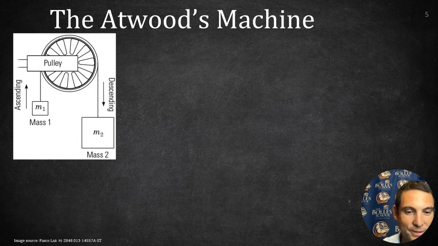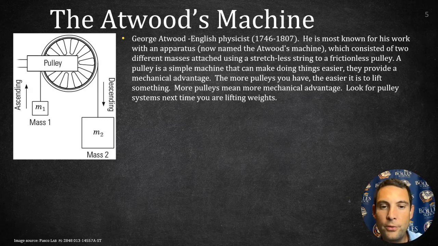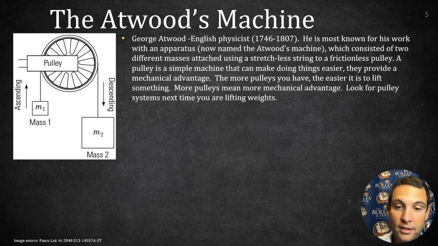Onto the Atwood's machine. George Atwood, English physicist, was most known for his work with an apparatus now named the Atwood's machine, which consisted of 2 different masses attached to a massless string wrapped around a frictionless pulley.